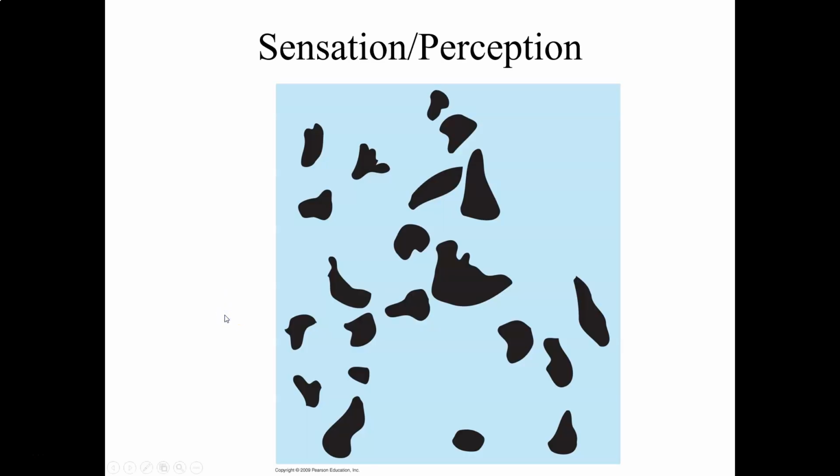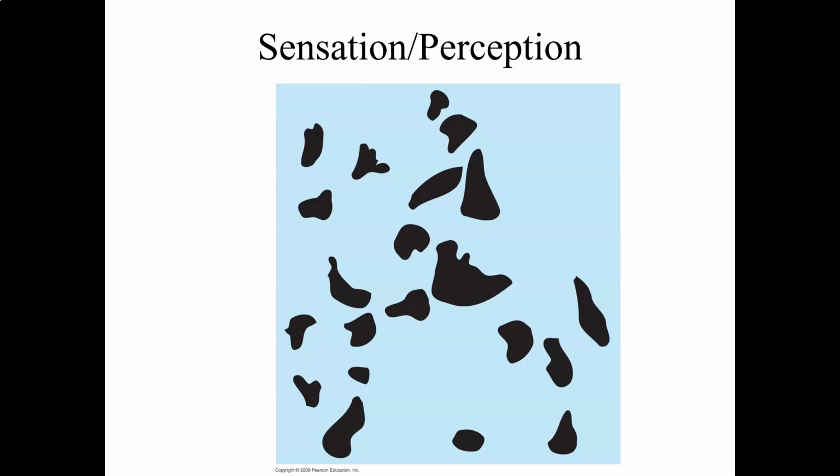So to start out, we talk about sensation versus perception. Sensation is a detection of a stimulus from the outside world. For example, in this picture, you can all sense the little black spots that exist in this picture.